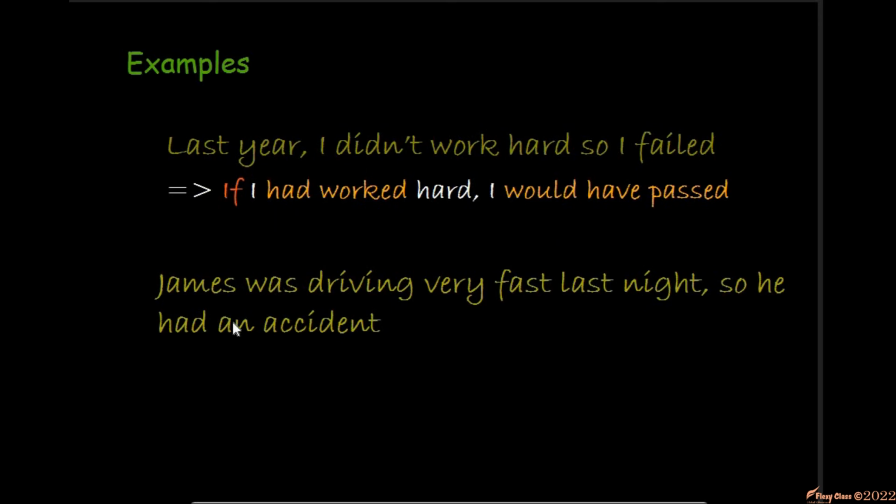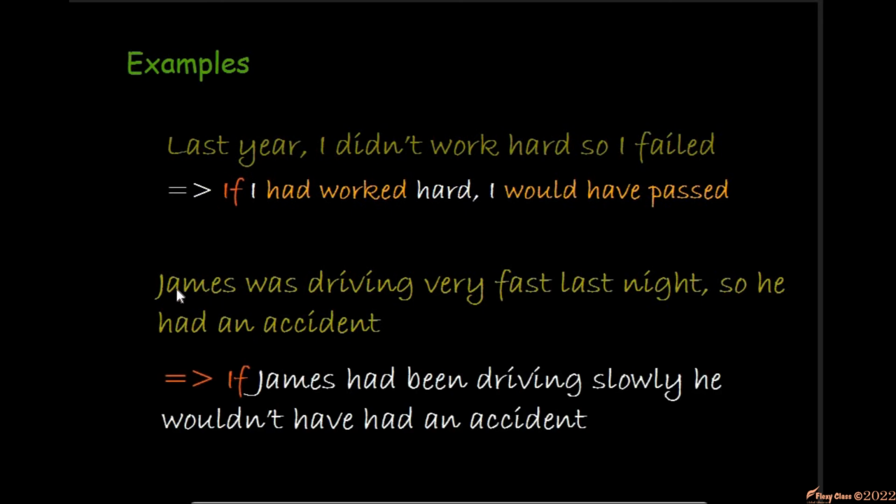Okay. Here we have James was driving very fast last night so he had an accident. So في الconditional نقولوا, this is the situation that James was driving very fast last night so he had an accident. If James had been driving slowly كون كان يكرسطق بشوية he wouldn't have had an accident. ما كانش غيوقع ليه an accident.